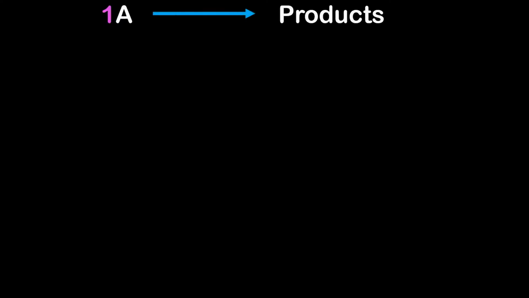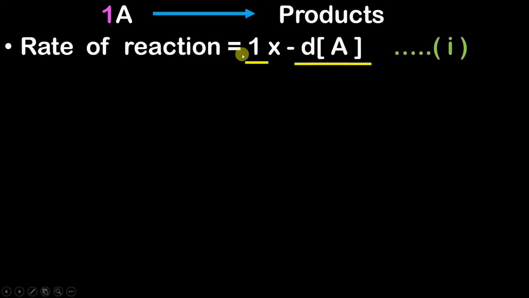Now in this equation, as you can see, A is acting as a reactant and this one is nothing but the stoichiometric coefficient. Now, as we all know, the basic formula to find out the rate of the reaction is nothing but 1 upon stoichiometric coefficient, that is nothing but 1 in this case, into change in concentration of reactant, and here reactant is nothing but A, divided by change in time.